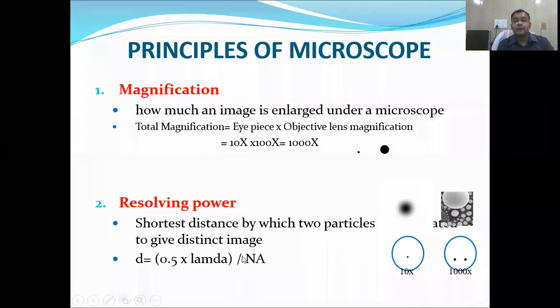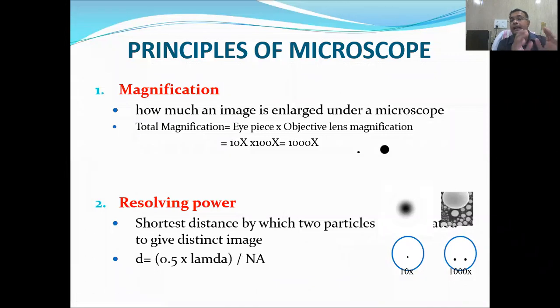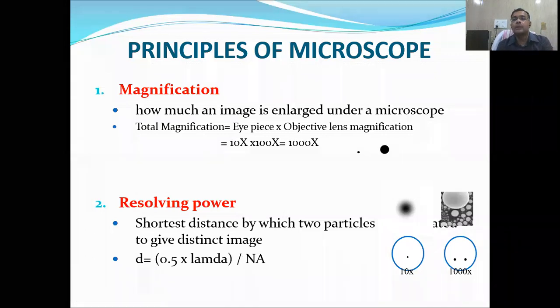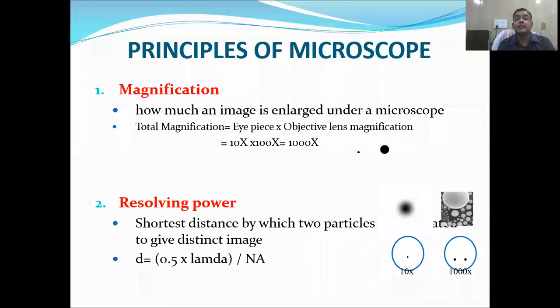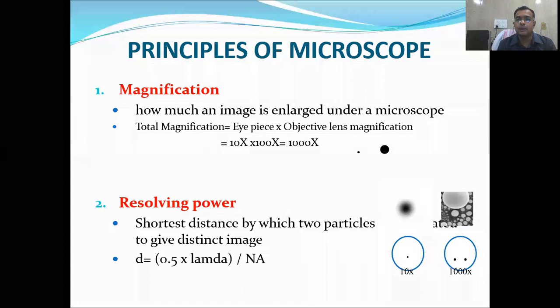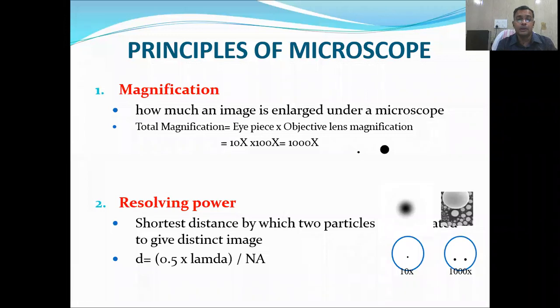That is why we have limited resolving power and limited magnification, and based on the objective of our microscope, we can select which one is the best magnification and which one is the best resolving power. I hope these two terminologies are clear to all of you, and they are important for the practical as well as the theory part of your exam.